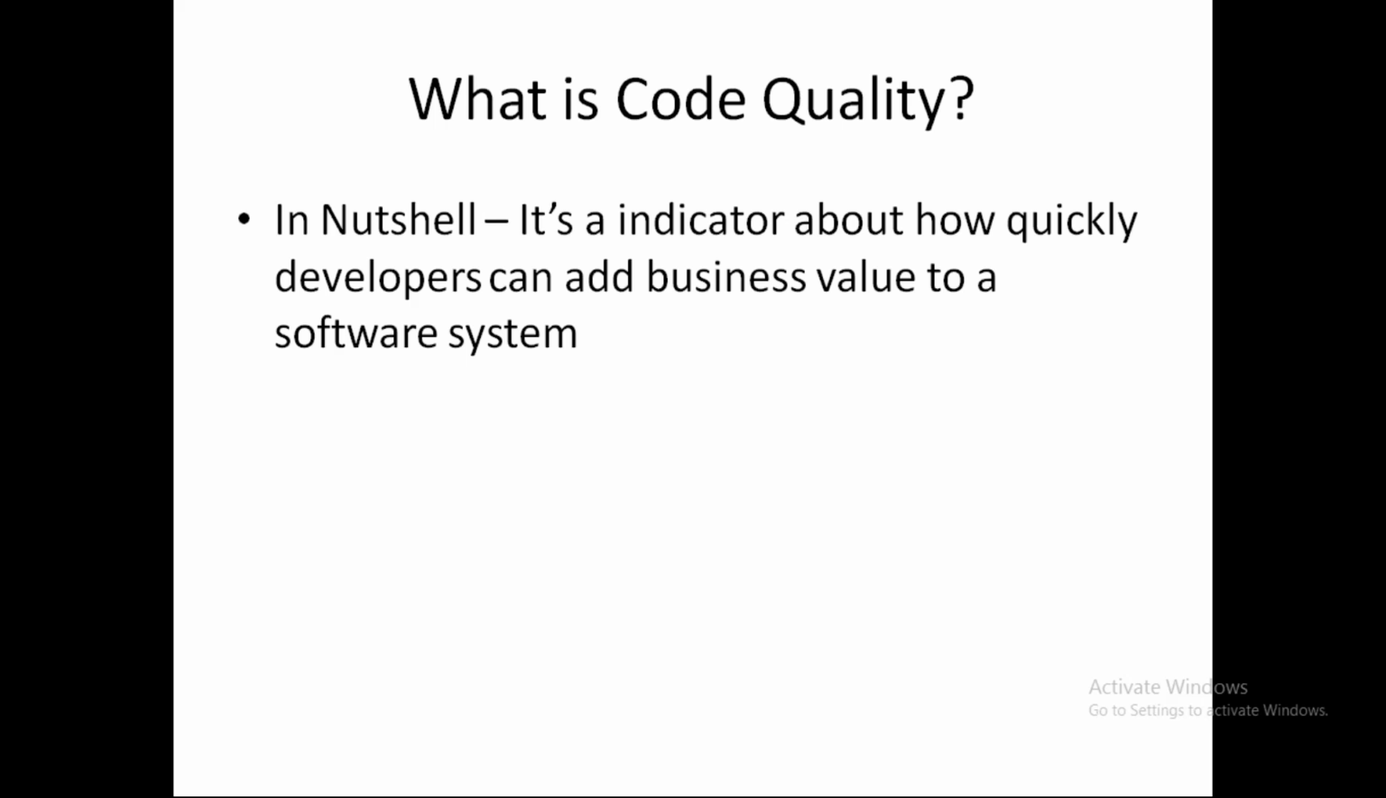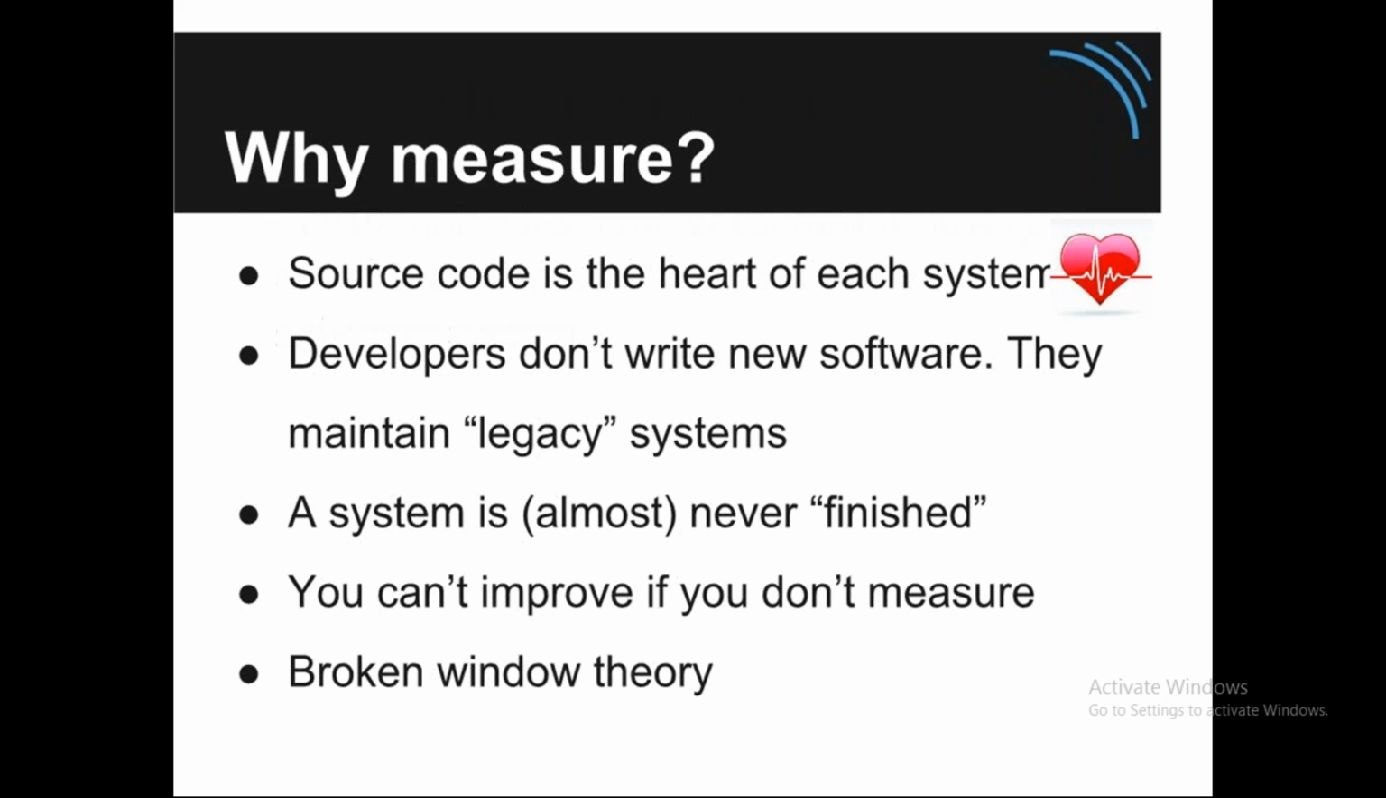So in a nutshell, what is code quality? Code quality is an indicator of how well developers can add business value to the software system. We have discussed why to measure the code. Source code is the heart of each system. Developers don't always write new software, they maintain legacy systems. A system is almost never finished. You can't improve if you don't measure, and if you do not do that, it will be broken.